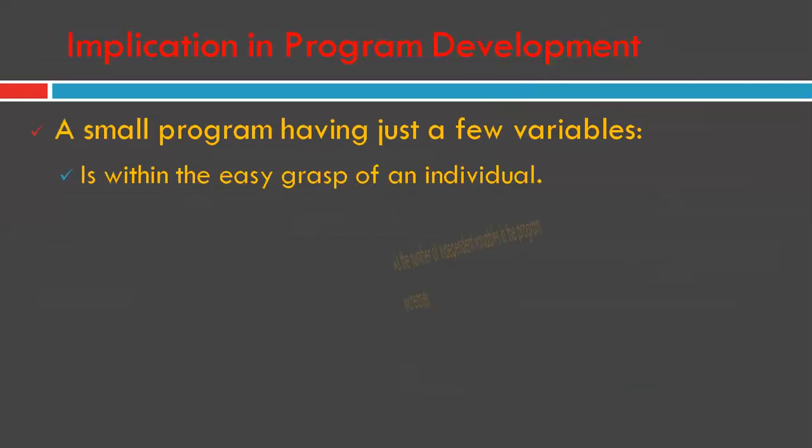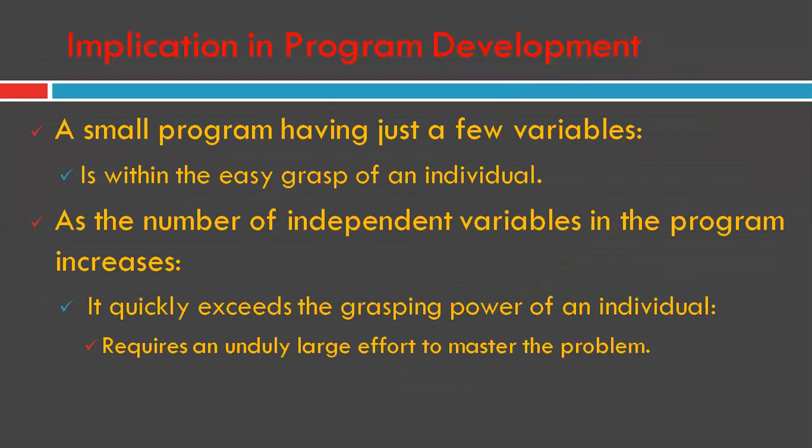Now let us see the implications for program development. A software engineer helps to reduce the programming complexity, and a small program having just a few variables is within the easy grasp of an individual. As the number of independent variables in the program increases, it quickly exceeds the grasping power of an individual and requires an unduly large effort to master the problem.